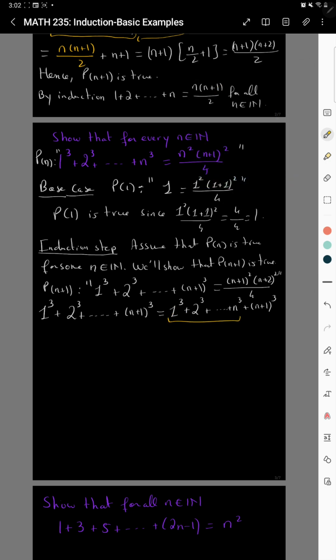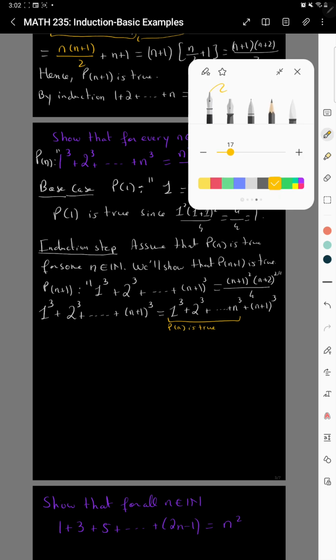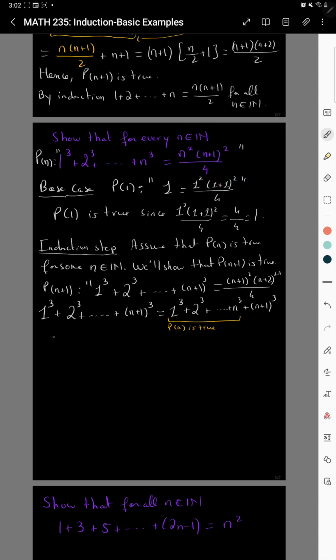Isn't this my induction hypothesis? Since Pn is true, after grouping the terms in such a way, what do I get? I get that 1 cubed plus 2 cubed plus until n cubed is equal to n squared. Well, let me write this down in yellow because I'm using the induction hypothesis.